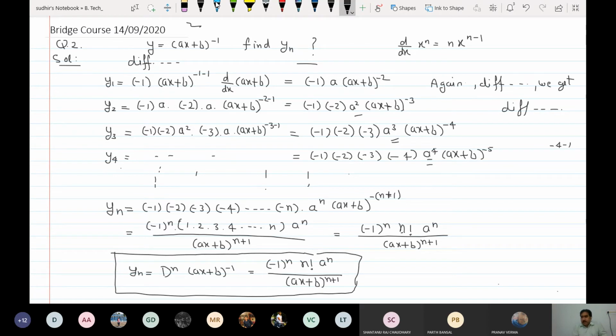So you can do it. Now we can find some special cases. If we put some values of a in particular, we can put the value b equal to 0 and so on.